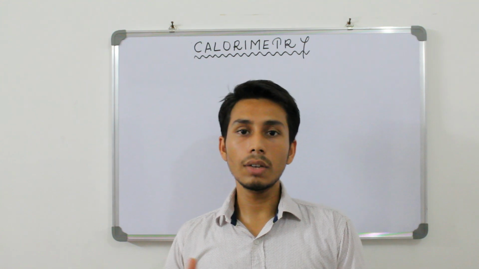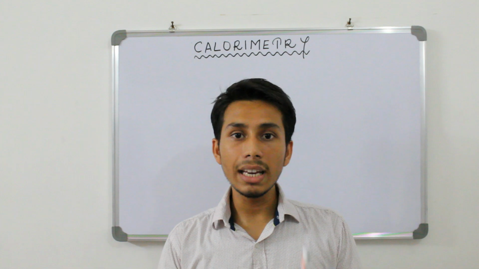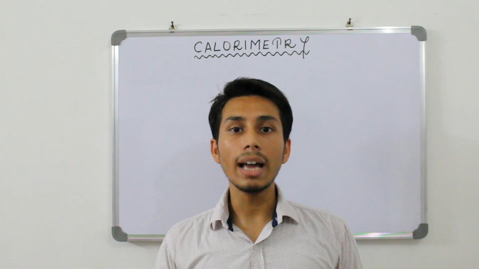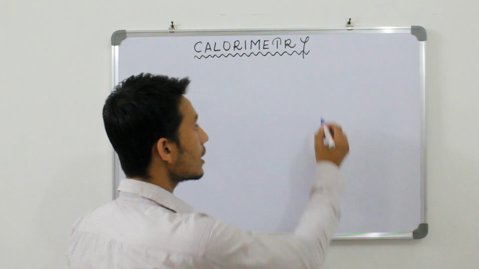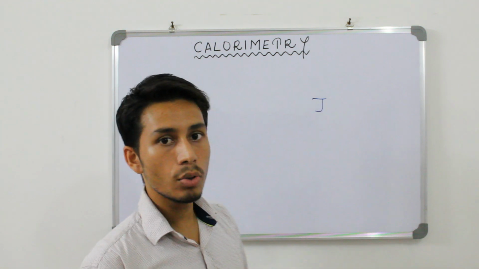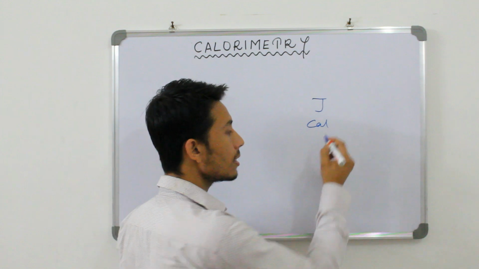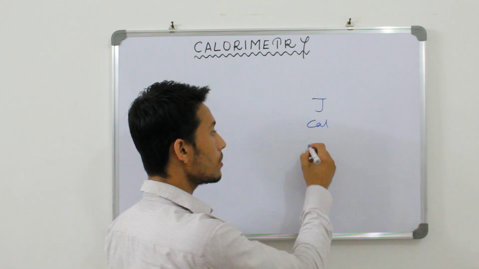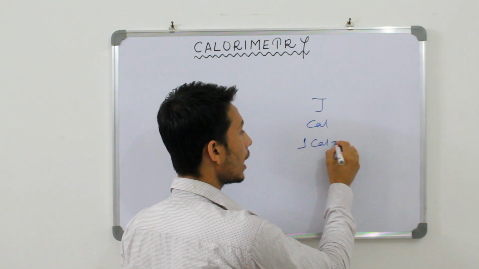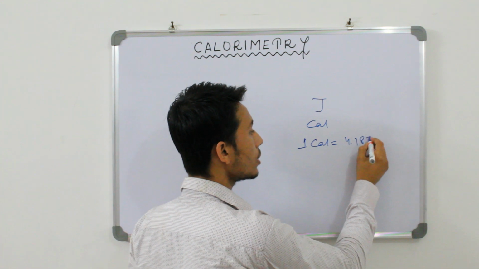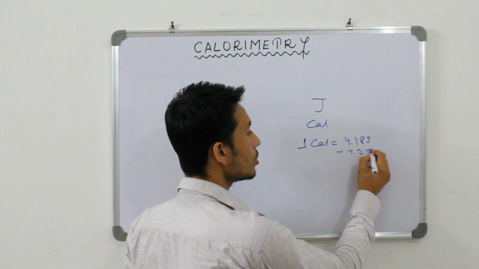Now, as with all other forms of energy, heat too has the SI unit joule, which is denoted by J. Generally, we do not use joule, we use calorie, which is denoted by Cal. They have a relation between them, and that is 1 calorie equals 4.18 joule or 4.2 joule.